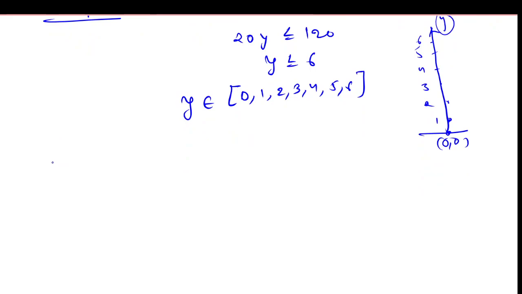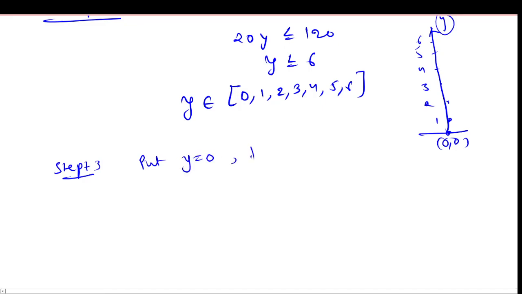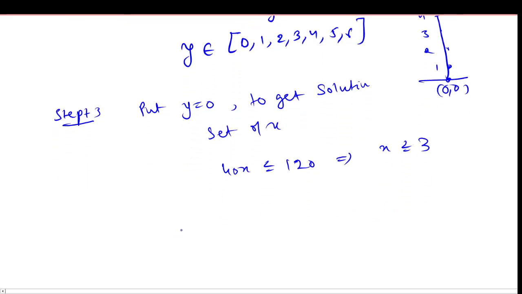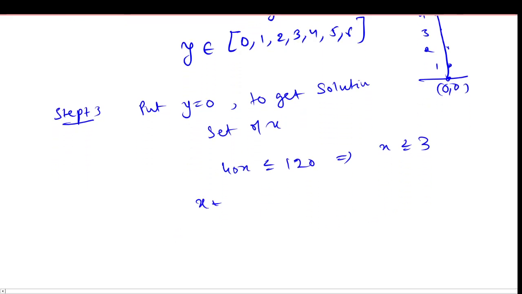Step 3, put y equal to 0 to get the solution set of x. So we get 40x is less than or equal to 120, which implies x is less than or equal to 3. So x belongs to 0, 1, 2 and 3. This is the x-axis and this is 0, 1, 2 and 3.